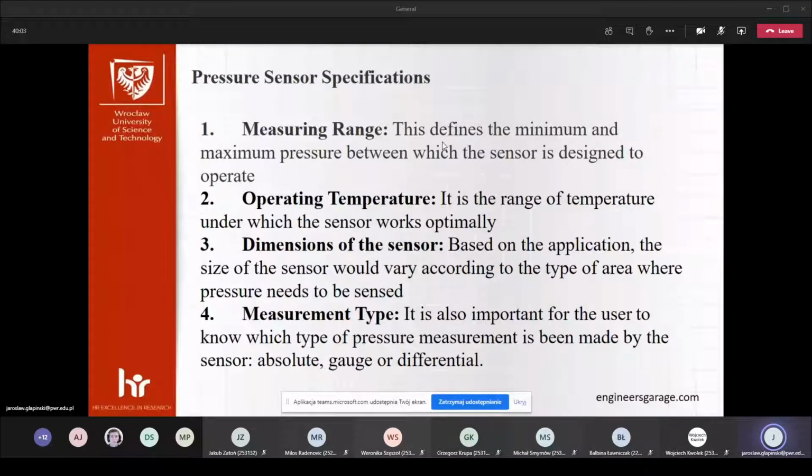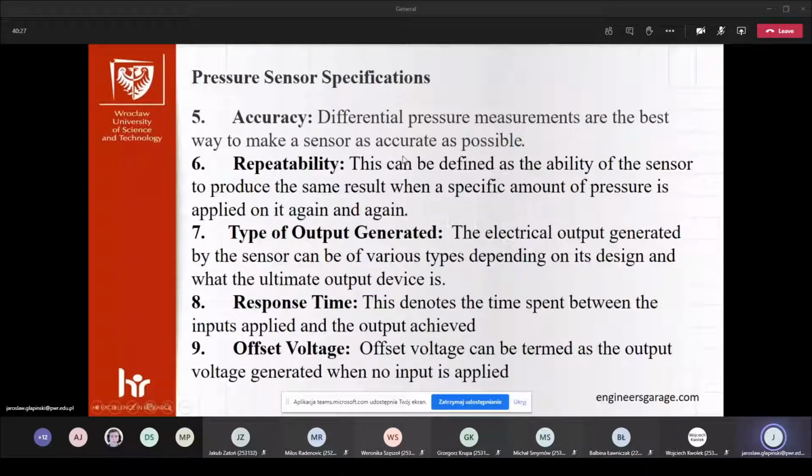Of course, the dimension sometimes plays a big role, because we want things to be smaller and smaller. So if we are using pressure measurements, for example, for altitude in cellular phones or in devices which measure the altitude, it should be small. Of course, the accuracy and repeatability are the typical elements of the specification, which are typical for all types of sensors, not only the pressure type of sensor, and the output type.